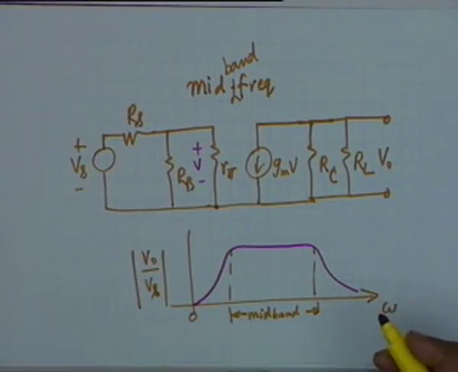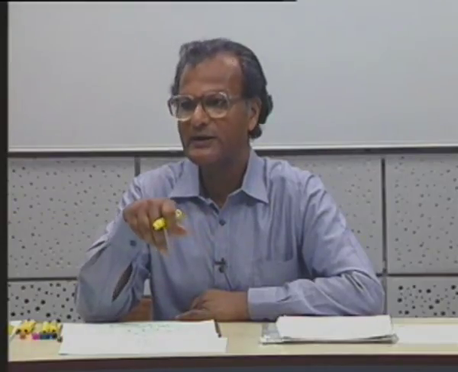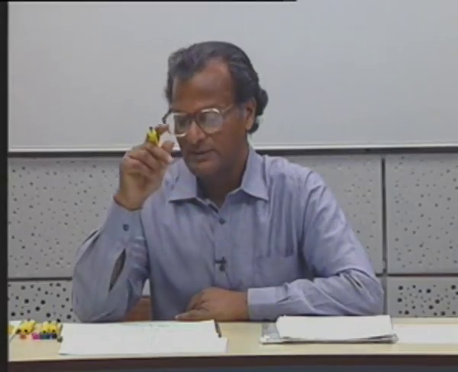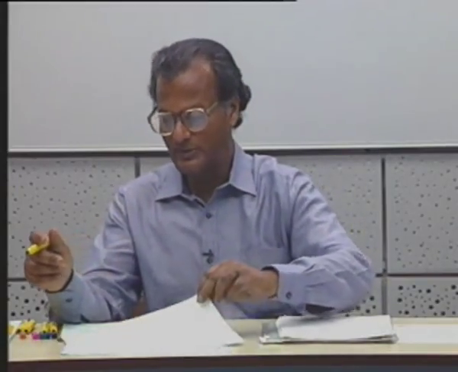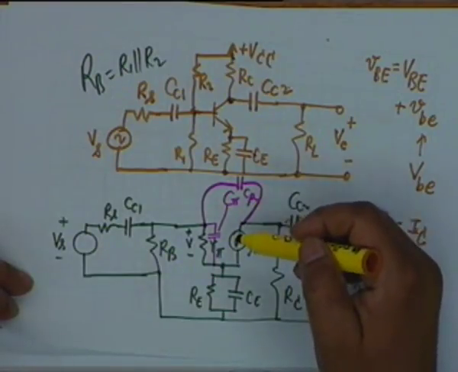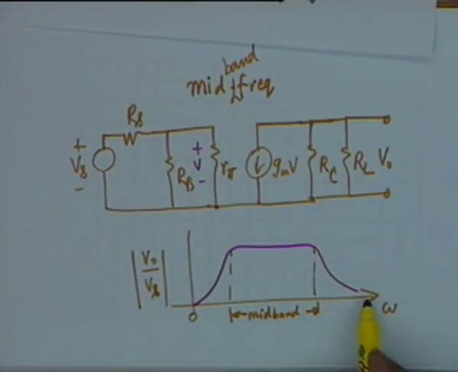Then as the frequency is increased, the coupling capacitances and the bypass capacitance remain short, because the impedance is 1 by j omega C, so the higher the frequency, the lower the impedance. But what we had assumed as open, the two internal capacitances C pi and C mu, now show their teeth, and their effect then dominates. It is because of these two capacitances that the gain once again falls. So it is a bell shaped curve.